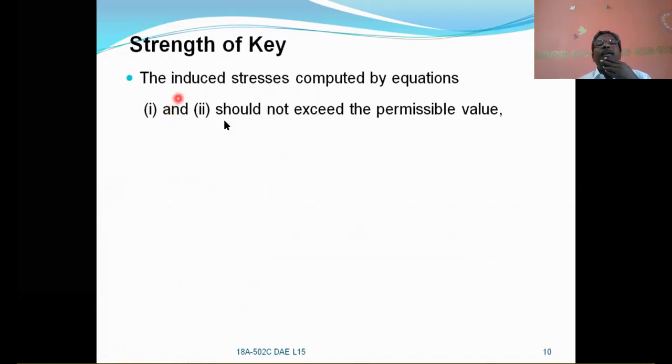The induced stresses computed by the above equations 1 and 2 should not exceed their permissible or allowable values. One is that the torque T is equal to W L tau d by 2, and the other is that the torque, or twisting moment, is equal to sigma c t L d by 4. If the induced stresses exceed their permissible values, the key fails.